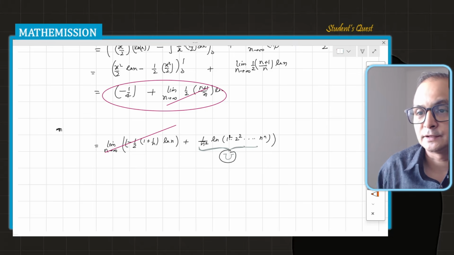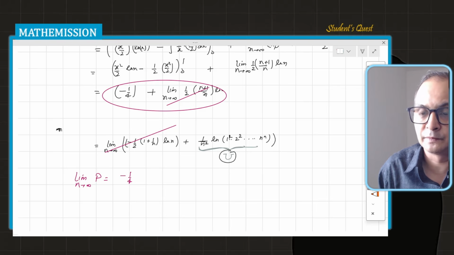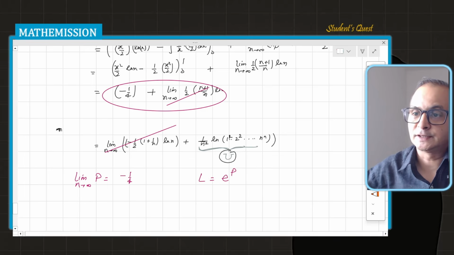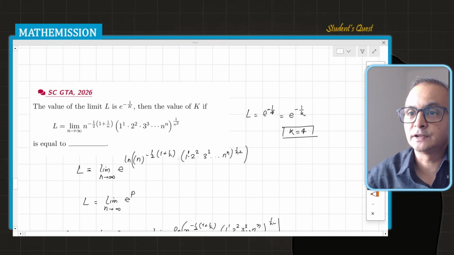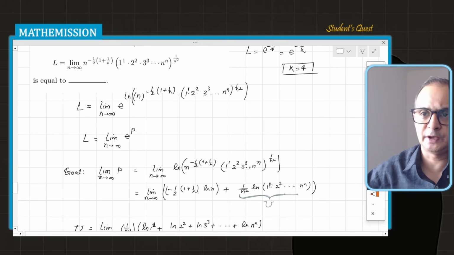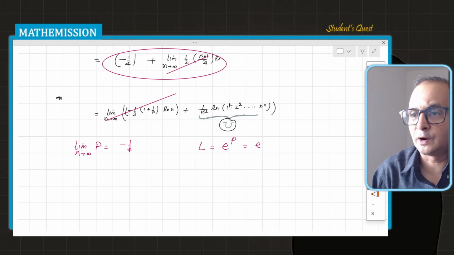So we are getting the p value, the limit of p as n approaches infinity, where p is minus 1 by 4. And the L value is e to the power p value only. You can see there. We have written there. L value is limit e to the power p. So limit of p already found. So that is going to be e to the power minus 1 by 4. When we compare with e to the power minus 1 by k, we get k is equal to 4 as the answer.